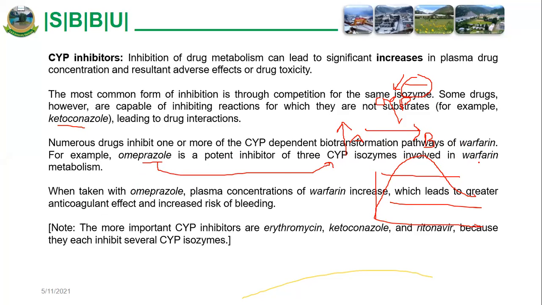Warfarin is a narrow therapeutic index drug. Remember this point also. When warfarin levels increase, it leads to a greater anticoagulant effect and increased risk of bleeding; these toxicities may appear in the case of warfarin. This point should be noted. The more important cytochrome P450 inhibitors are erythromycin, ketoconazole, and ritonavir, because they each inhibit several cytochrome P450 isoenzymes.